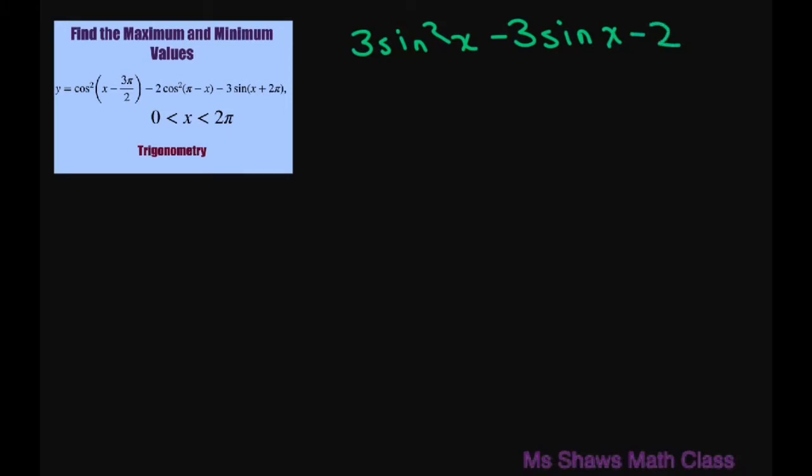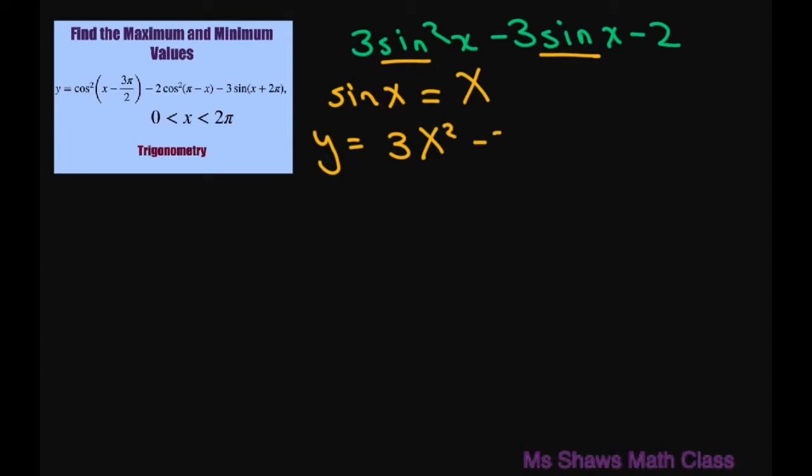Now to make this simpler, it's simpler on the eye to do this versus all these sines. We can let sine of x be big X. So therefore we would have y equals 3x squared minus 3x minus 2. And this is for x greater than or equal to negative 1, and less than or equal to 1.